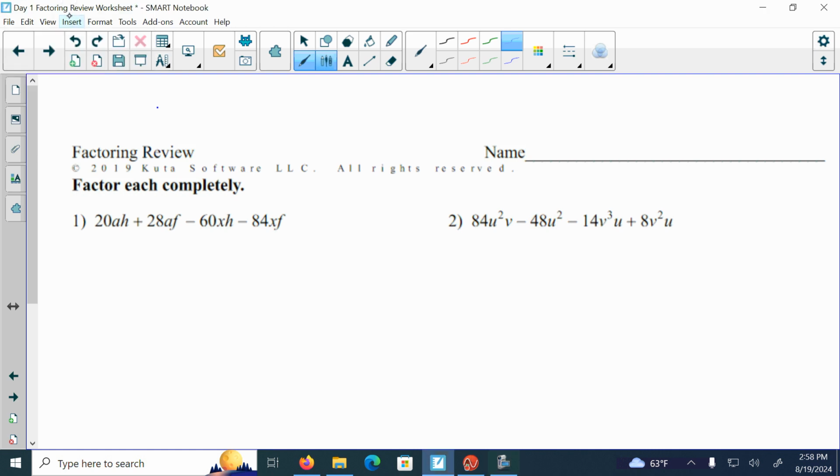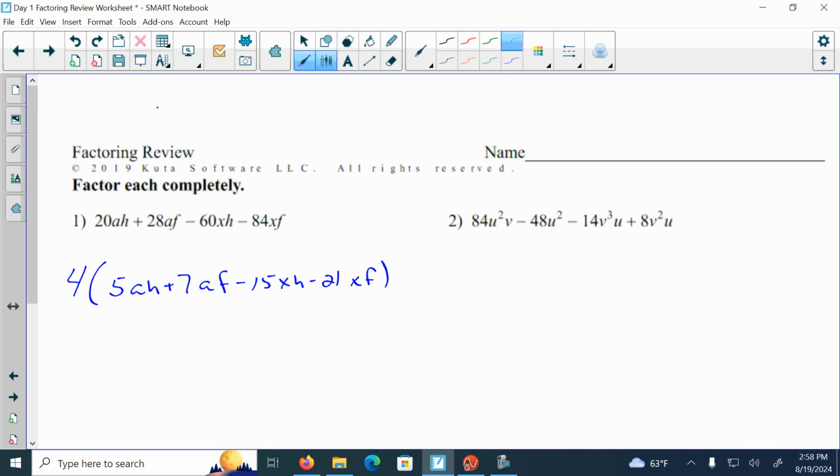So when I have a polynomial and I'm trying to factor, the first thing I'm going to do is look for the greatest common factor. So in this case, 20, 28, 60, and 4, they have a common factor of 4. There is no variable that's common to all 4 terms, so I'm not going to factor out a variable. I'm going to be left with 5AH plus 7AF minus 15XH minus 21XF. That's me just taking out 4 from all those coefficients.